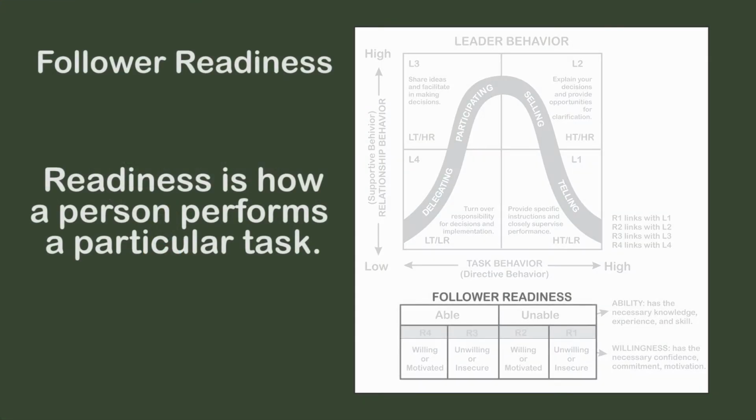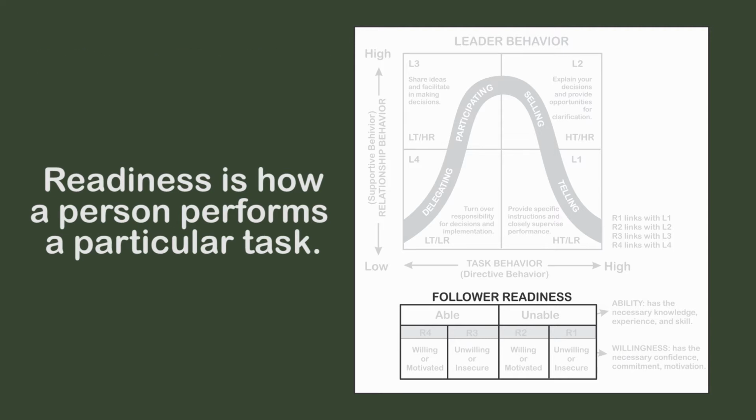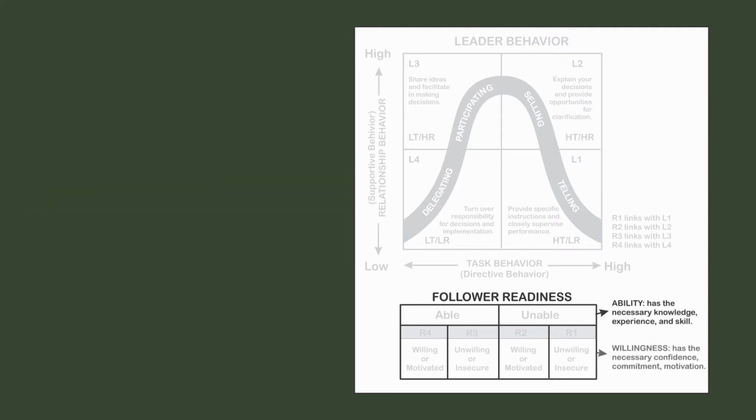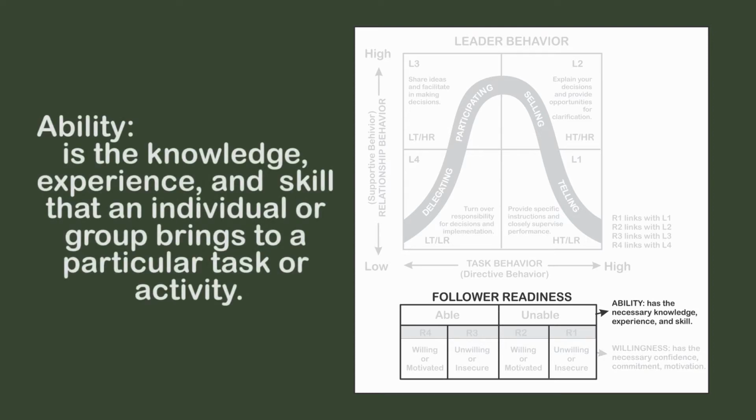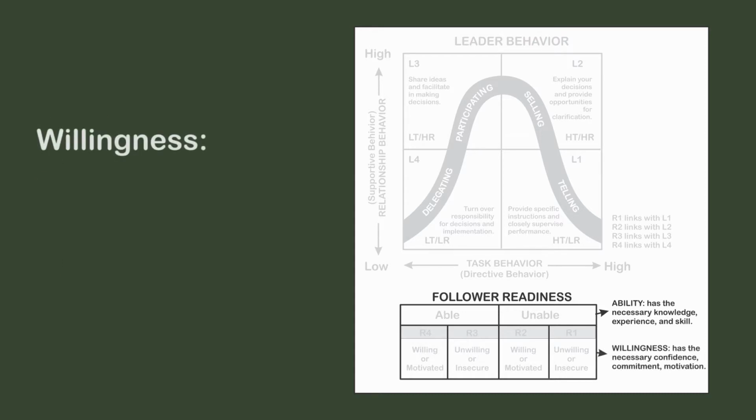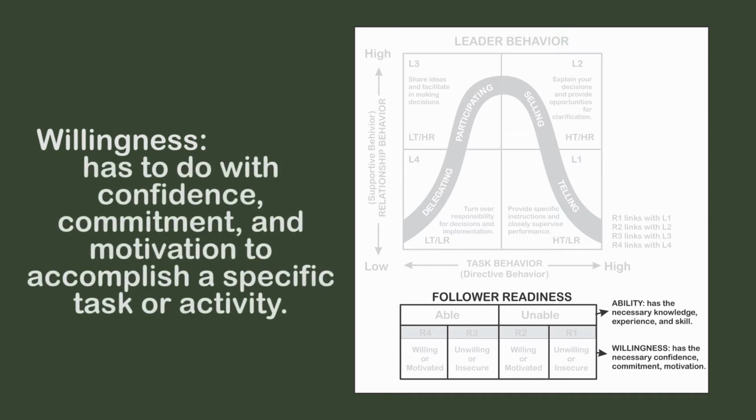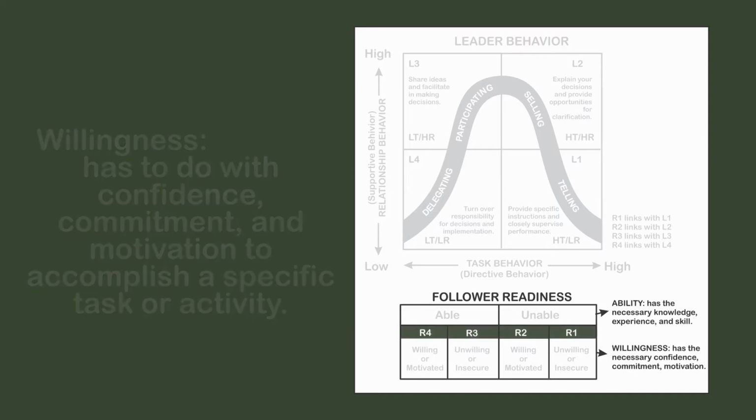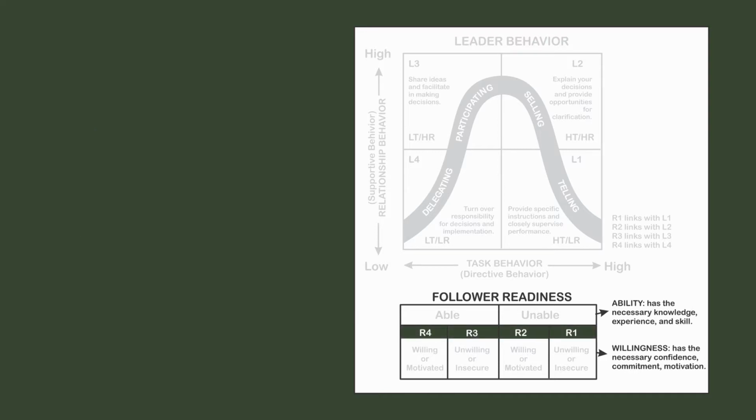Start with assessing the readiness of the follower. Readiness is subdivided into two components: ability and willingness. Ability is the knowledge, experience, and skill that an individual or group brings to a particular task or activity. Willingness has to do with the confidence, commitment, and motivation to accomplish a specific task or activity. This creates 4 cells that will determine the leadership approach.